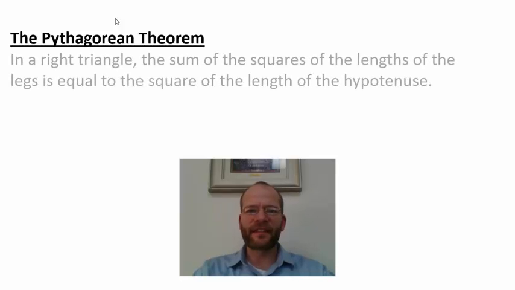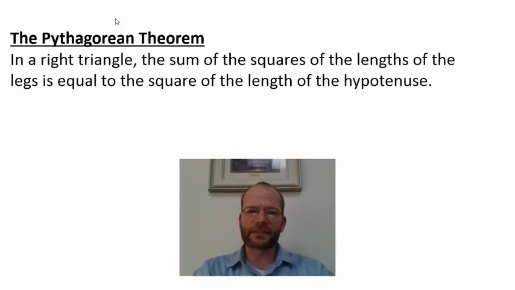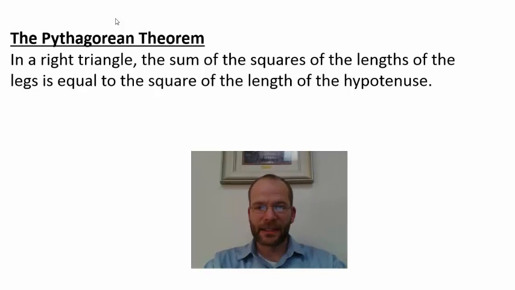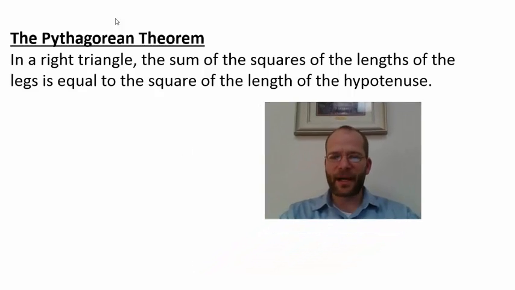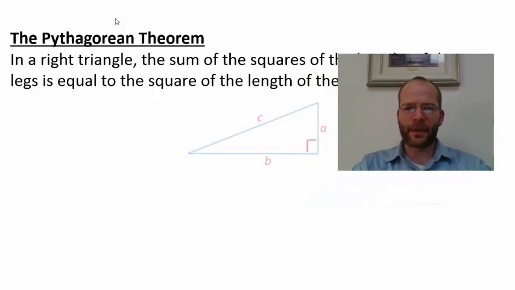The Pythagorean Theorem states that in a right triangle, the sum of the squares of the lengths of the legs is equal to the square of the length of the hypotenuse. There's a mouthful. Let's talk about what that means.